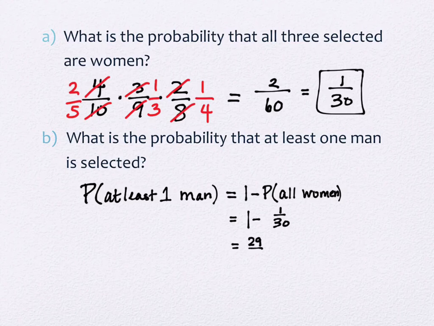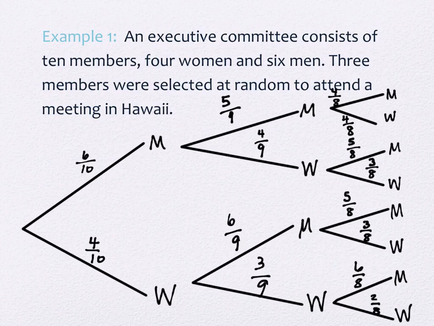29 over 30. It's extremely likely that at least one of our gentlemen are going to be headed to that trip. I mean, that's high. If you want to put it in your calculator, you're going to get somewhere around 97%, I think, something like that. It's pretty likely. Okay, so this is how we would draw a tree diagram and how we would use it to do things.